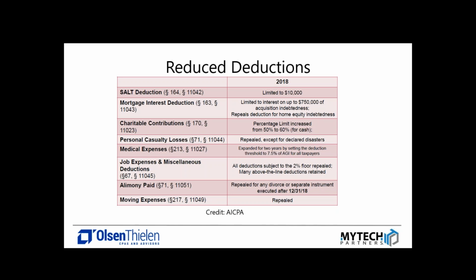And any alimony is no longer deductible if the agreement was executed after 12/31/18. So I guess if you're thinking about getting divorced, make sure you have that executed. Yeah, you've got a few days to get that executed. Otherwise, the alimony paid will not be deductible. And also moving expenses are not deductible anymore.